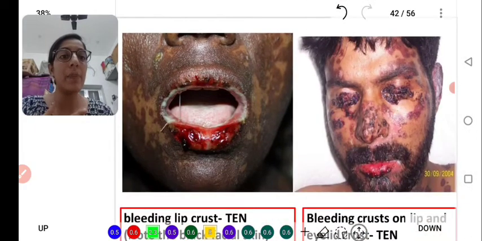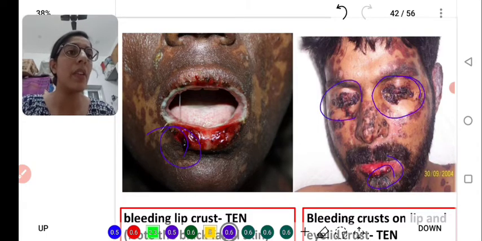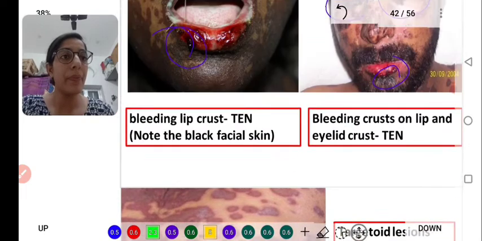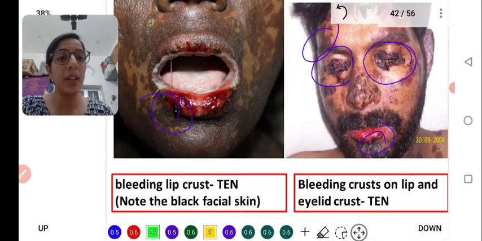Here the lips are involved with crustings present. These are the crustings. Eyelids are involved. Skin is involved with the black necrotic areas. Okay, this is known as TEN. Okay.